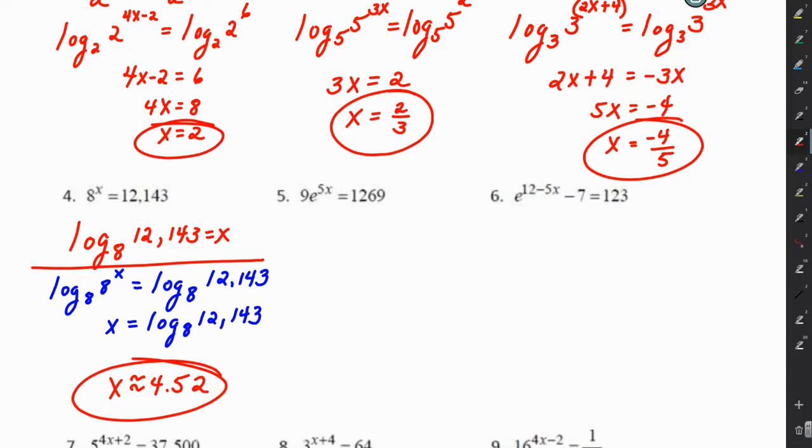I'm going to divide both sides by 9, just to make this look a little nicer. Now, you can put it in logarithmic form, or you could take log base e of both sides, which I think is what I'm going to do. Just looking at this, that seems the easiest.